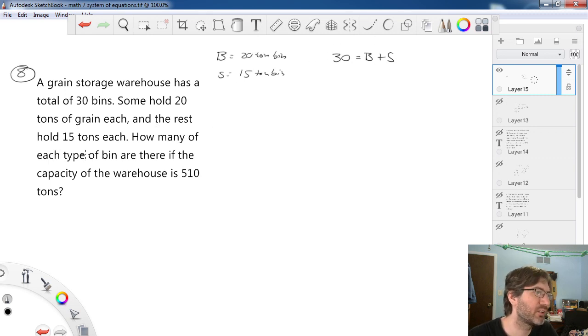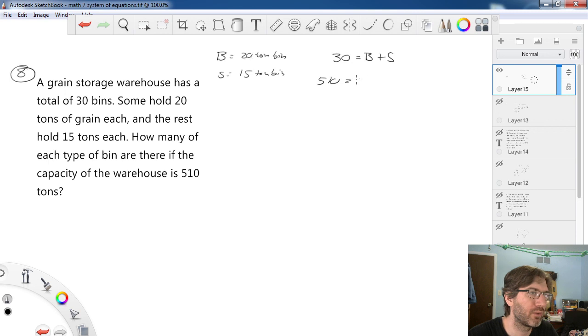So how many of each type of bin are there in the capacity of a warehouse that has 510 tons? So this one here is the equation written in bins. So B stands for bins, S stands for bins. The next one's going to be the same thing, only it's written in tons, so to speak. So the 30 bins are equal to 510 tons, and we need to know how much of each bin we have. So this is going to be B times, well, we'll do the number first.